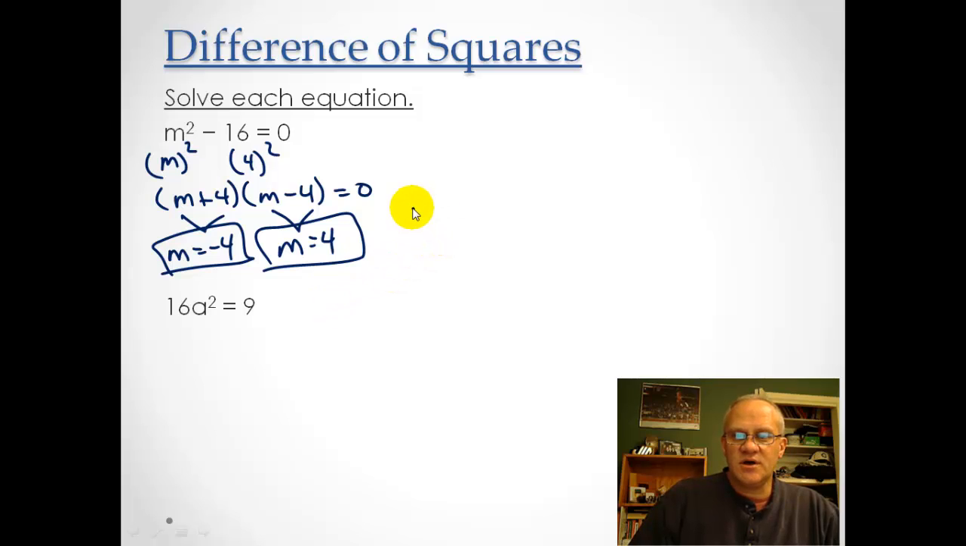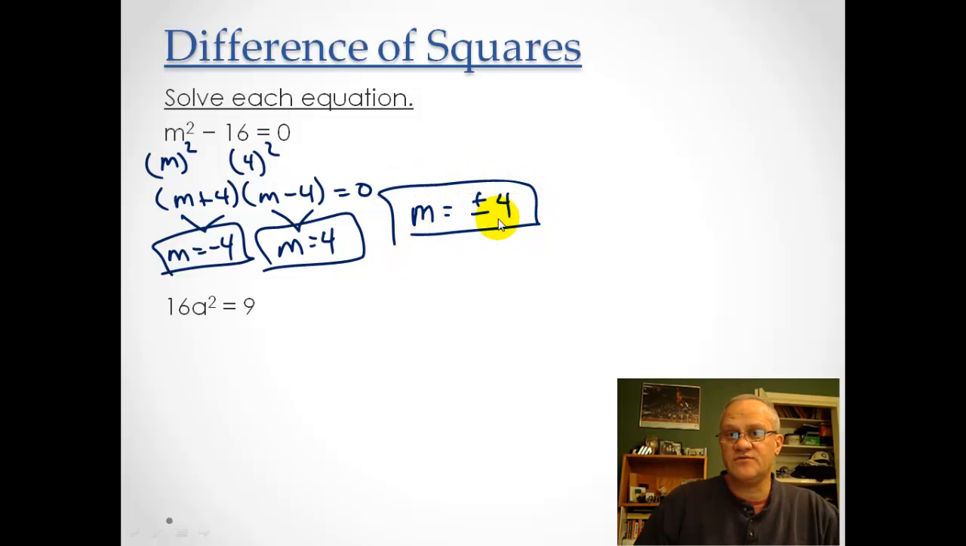Sometimes people like to write it this way, and you might see this plus or minus 4. You might see that notation. That would be totally fine if you want to do that to save yourself some time there. That just means both the positive 4 and the negative 4 is what that means.